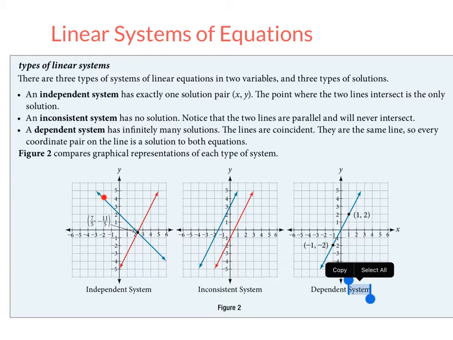Alright, so the three types of linear systems that we're going to see is an independent system. First of all, this is sort of what we consider to be normal because it does give us an answer. The solution to a system of linear equations is the point where the two lines that the equations represent intersect, so the point of intersection.